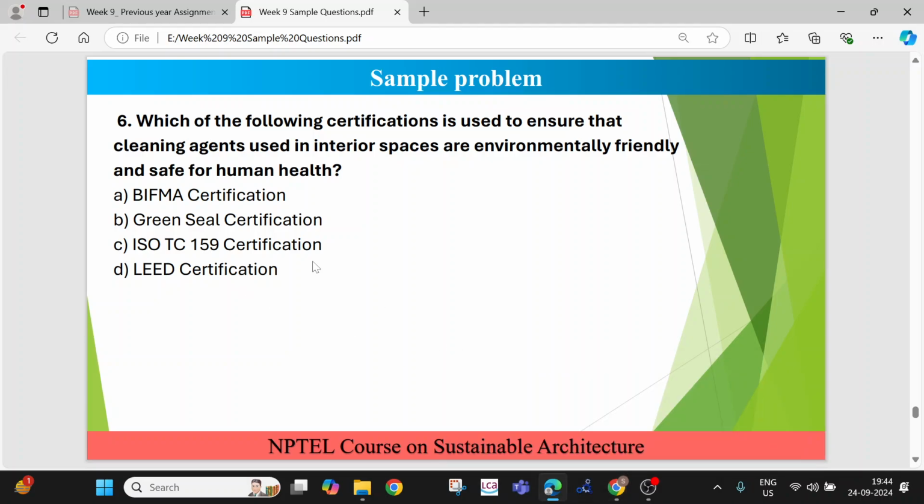Sir, it's B, Green Seal certification. Yeah, Green Seal certification, B, is the right answer for this question. It is one of the certifications ensuring that cleaning agents and consumables used in the buildings are environmentally friendly and safe for human health. So you will have to mark B for question number 6. Let's move to the seventh question.